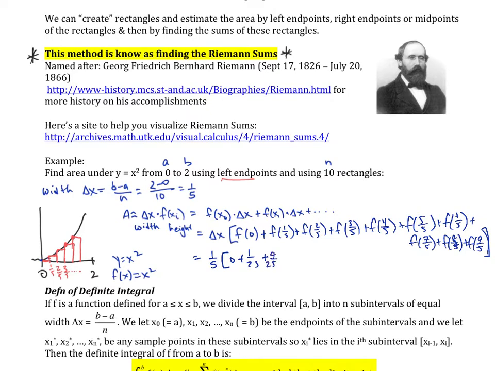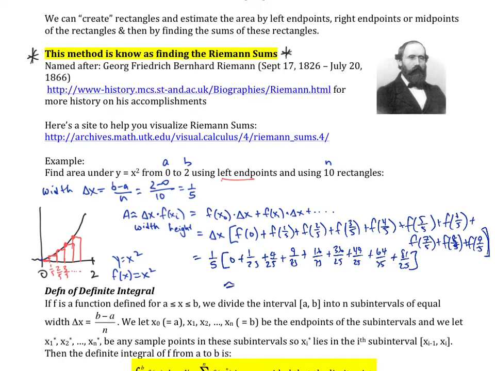4/25 plus 9/25 plus 16/25 plus 36/25 plus 49/25 plus 64/25. I think I did it all right. I don't think I missed one. Plus 81/25, and then just adding all this up and then multiplying it.